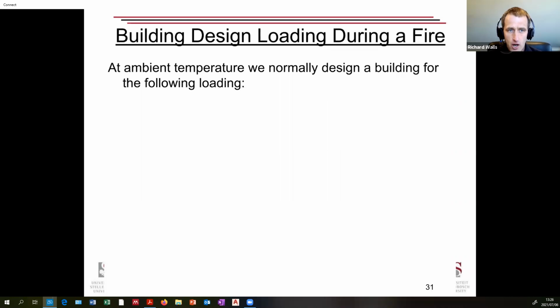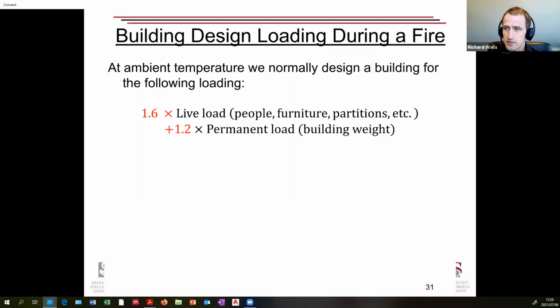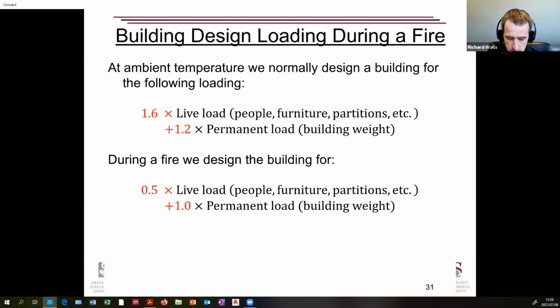How would we actually start getting to a solution? One of the things is that our loading is very different at the fire limit state. So normally at ultimate limit state, it's 1.6 live or imposed load, 1.2 permanent or dead load. So we've got an ultimate limit state.